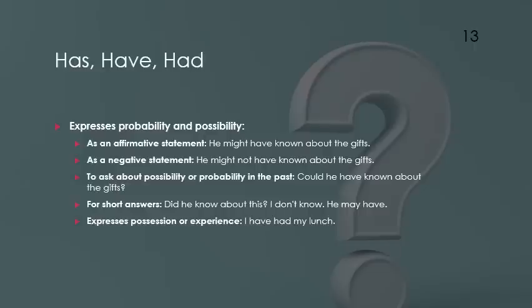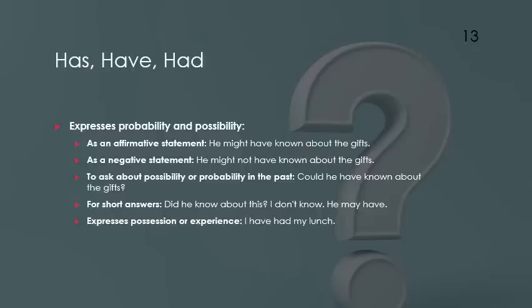Now the words like has, have or had. These words has, have, had as the primary auxiliary may be used to define the tenses of a sentence, like we've already discussed. But as a modal, they express probability or possibility of something. For example, as an affirmative sentence: He might have known about the gifts. Now, the important thing to be noted here is that whenever you're using the words like has, have, had for showing probability or a possibility, you will always have to use them along with some other modal. For example, might is a modal here. So he might have known about the gifts expresses probability of that person knowing about the gifts.